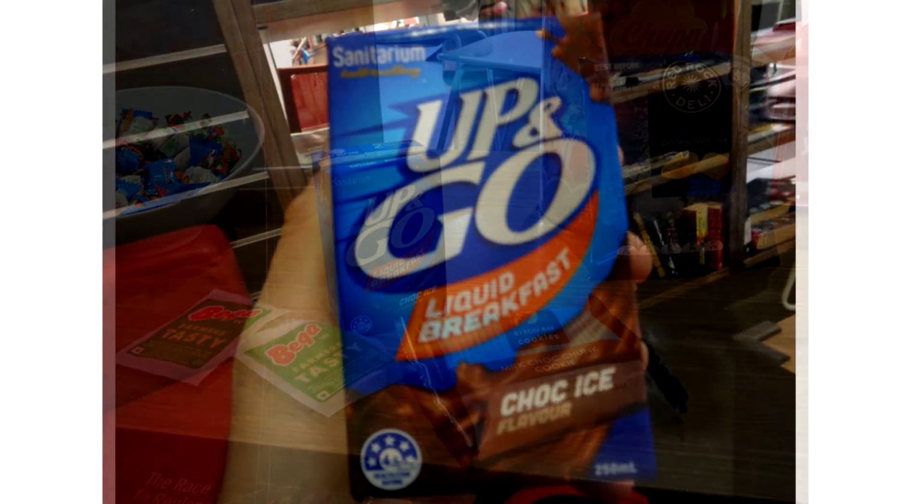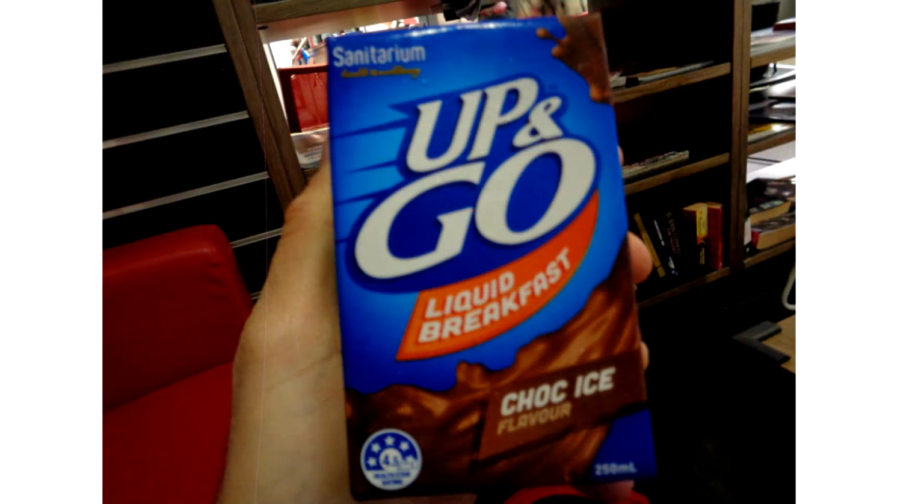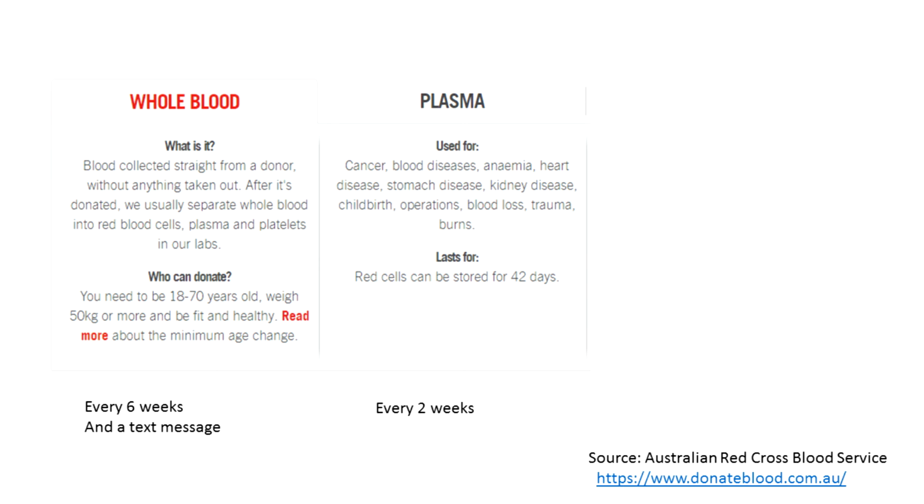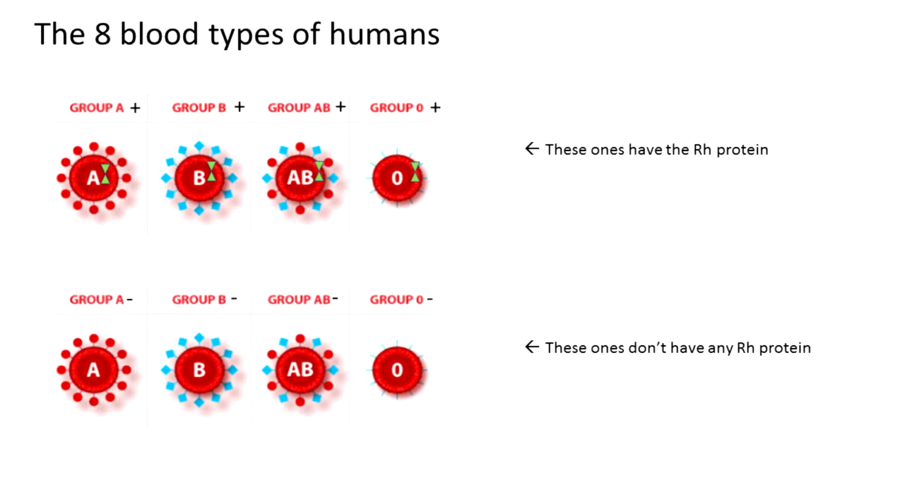So what have we learned today? Well, giving blood is a fun thing you can do if you're 18 or over. You can donate whole blood every 6 weeks, or you can donate plasma every 2 weeks. We also learned about the 8 blood types, and these are named based on whether they have the A antigen or the B antigen, and also whether they have the rhesus protein or not.